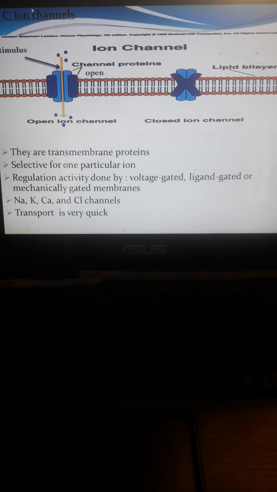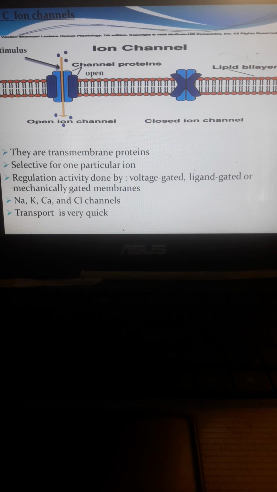Next, we have ion channels. These are known to be transmembrane proteins. Meaning transmembrane proteins are found across the cell membrane. See, this is the bilayer of phospholipids. Okay? And they are selective to one particular ion, meaning it is only sodium ion, or calcium ion, or chloride ion. So that is known to be selective. For regulation, there are voltage gated, ligand gated, and mechanically gated channels. We will discuss them one by one.